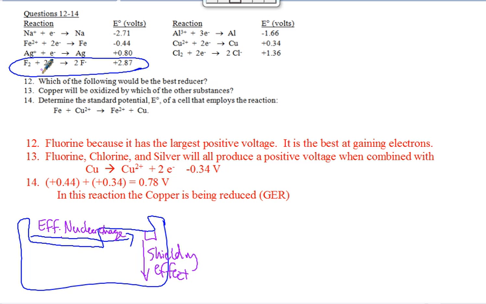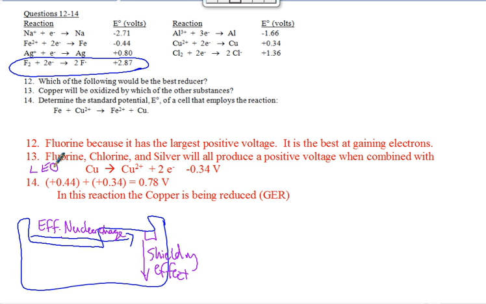Copper would be oxidized by which other substances? So what we're saying is, which elements would cause copper to lose electrons. Remember, losing electrons is oxidation. So of these elements, which ones are strong enough to result in a positive charge?